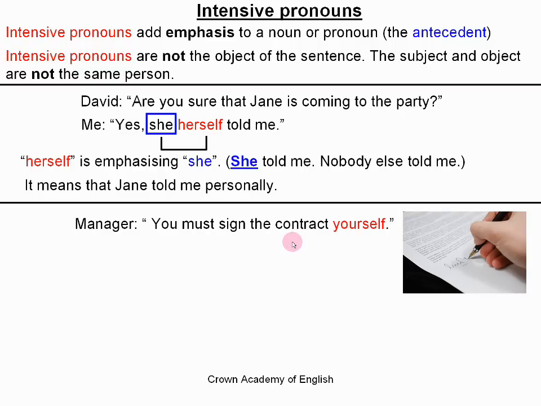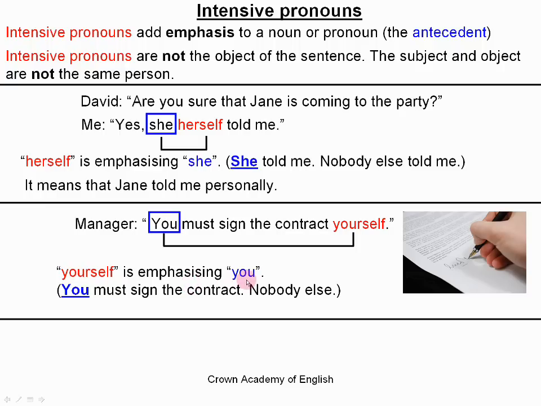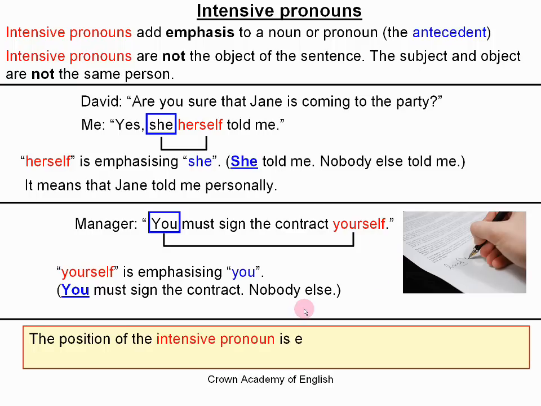You must sign the contract yourself. So yourself is emphasizing the word you. We are emphasizing the subject. You must sign the contract, nobody else. So here, the intensive pronoun yourself is intensifying or emphasizing the subject you. Okay? And as you can see, we have 2 choices for the position. The position of the intensive pronoun is either after the antecedent or at the end of the clause. So here we have placed it after the subject, and here we have placed it at the end of the clause.